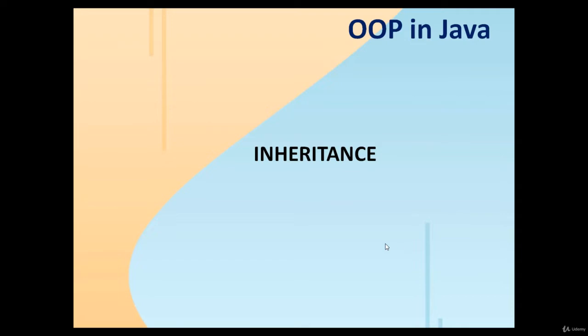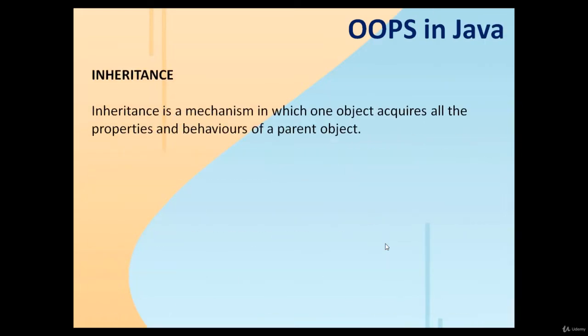So what is inheritance? By using inheritance, what are we getting? Inheritance is a mechanism, an OOPS principle, in which one object acquires all the properties and behaviors of the parent object, or we create a concept from an already existing concept or concepts.